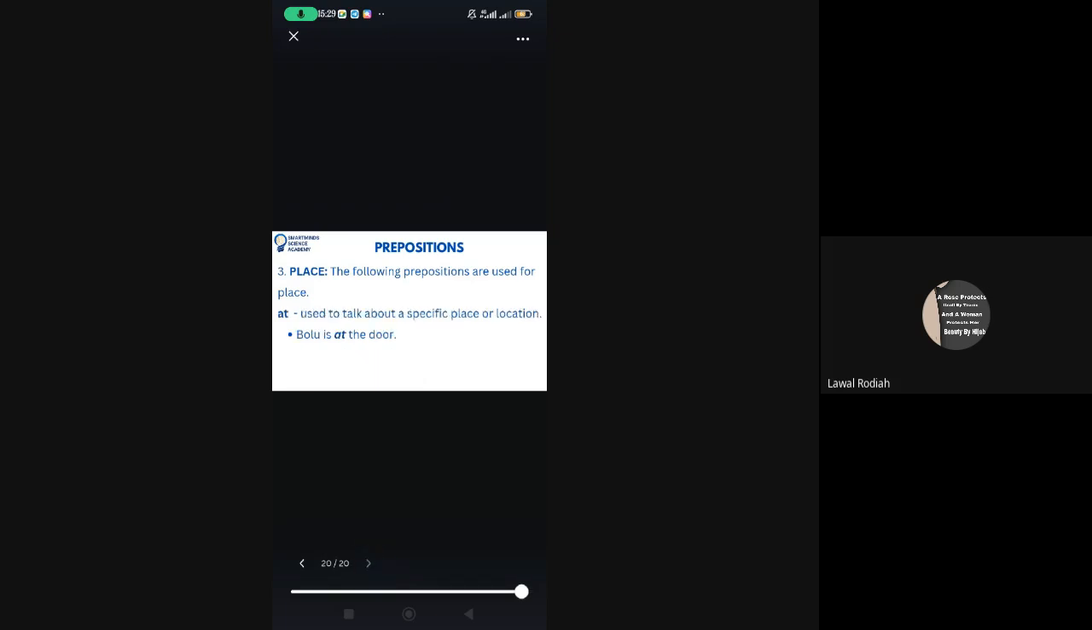Now, at. We use at to talk about a specific place or location. When talking about a specific place or a specific location, then you should use at. Bolu is at the door. That is, Bolu is not just standing anywhere, but where? The door. If you open the door, you are going to see Bolu there. So you use at to talk about a specific place, a specific location.